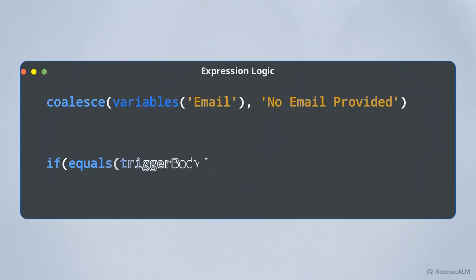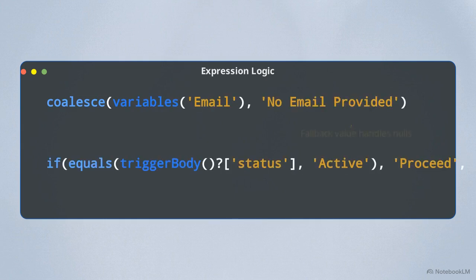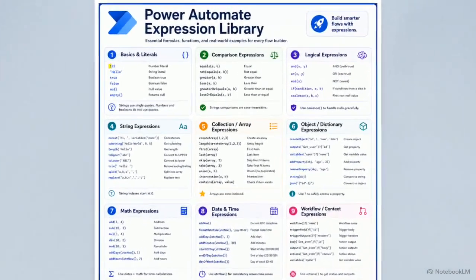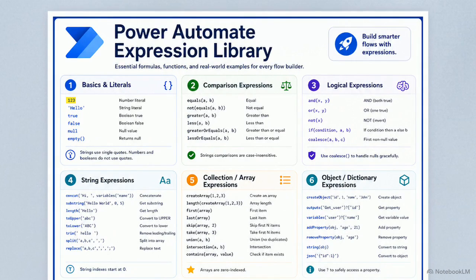To build professional-grade automation that handles exceptions gracefully, you have to write expressions. This Power Automate Expression Library infographic breaks down formulas for robust workflows. Section 1 covers literals, numbers like 1, 2, 3, text strings like hello, and true-false booleans. Strings require single quotes. Numbers and booleans don't. Fixing this common mix-up prevents syntax errors and broken flows.